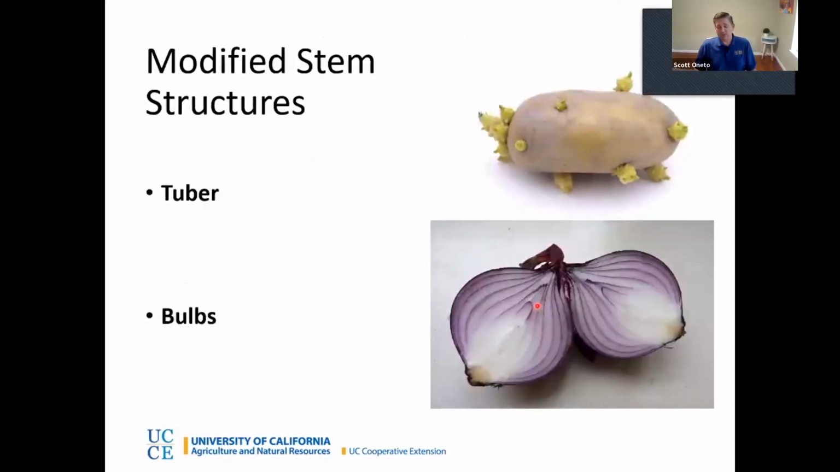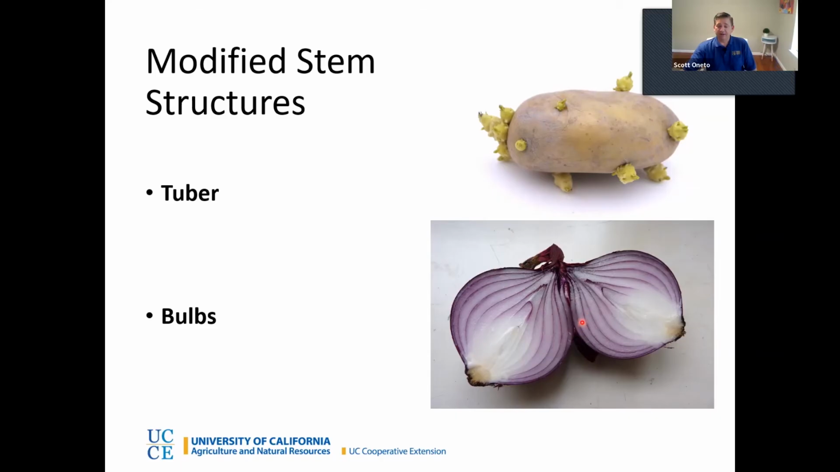And then, of course, as with modified roots, we can have modified stems. And so here's just two examples of some modified stem structures. Of course, everybody recognizes the top one as a potato. A potato or a tuber is a modified stem, and it has all of the stem parts, basically all of the same anatomical features that we just talked about. All of the eyes of the potato, those are all lateral buds.